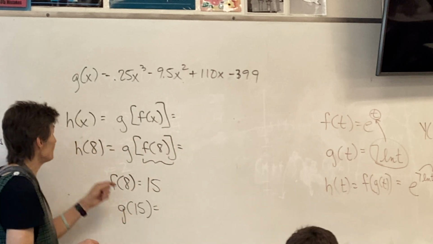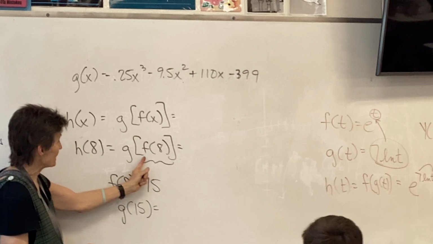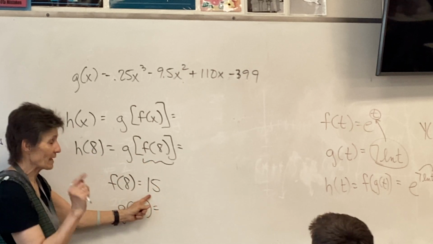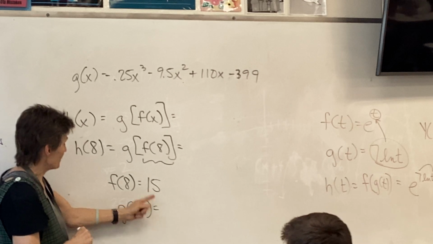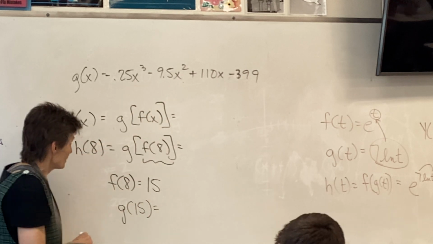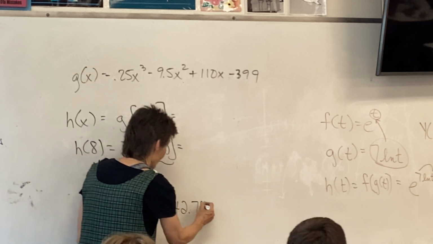You're going to put 15 in here because we did F of 8. And from our table, that gave us 15. And then we take the 15 and put it into G. So see if you get negative 42.75.